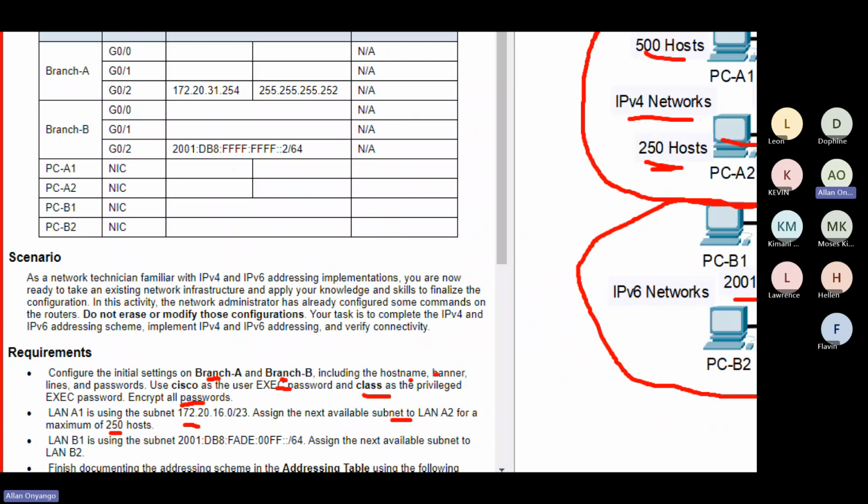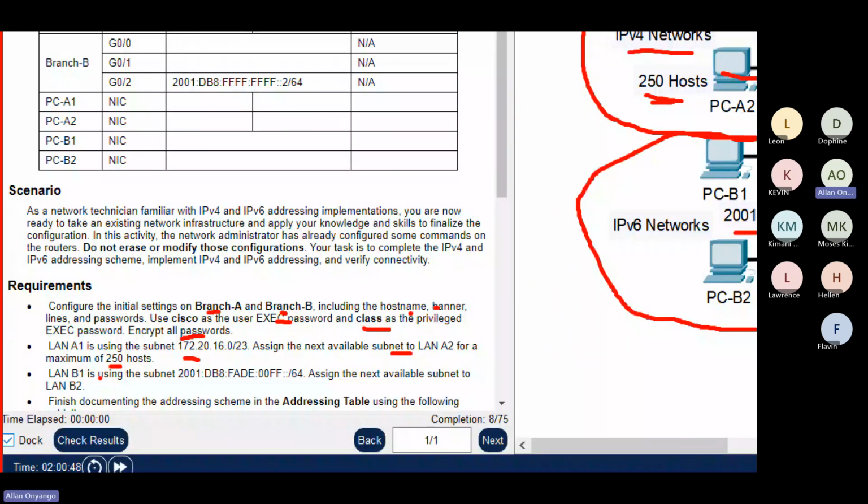So we are told, LAN B1 is using this address, 2001:db8:fd::/64. You see, this one is not having anything after the double colon. It is a network address. Okay? Here, it is just having 00FF::/64. Assign the next available subnet to LAN B2.